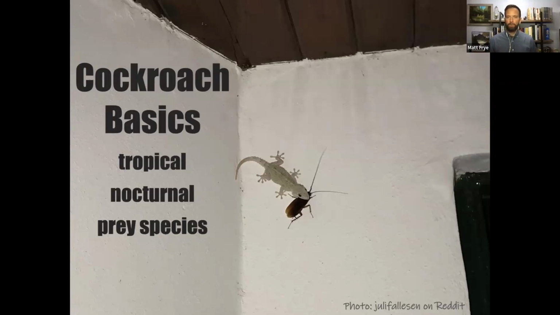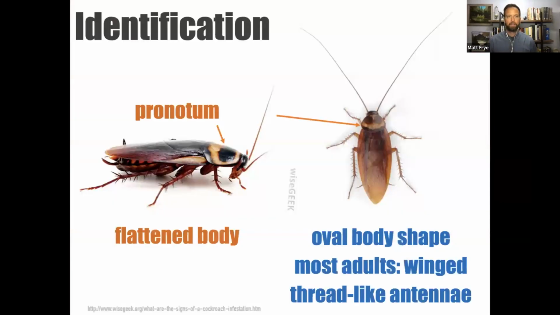And that's why I've included this image here. You could see an American cockroach that's being consumed by a gecko. Even though we are fearful of them and they are really disgusting to us, they are a food item for a variety of animals in nature. And so their goal is to hide and move as fast as possible to avoid being consumed by predators.